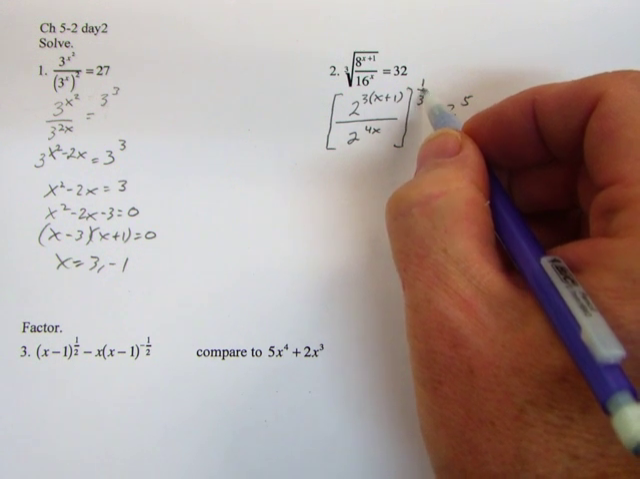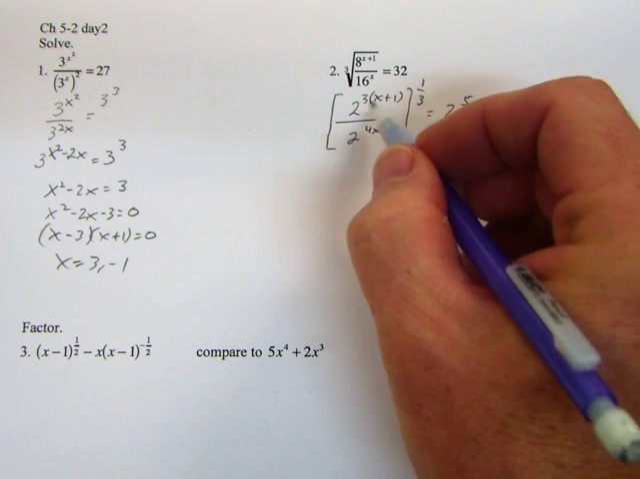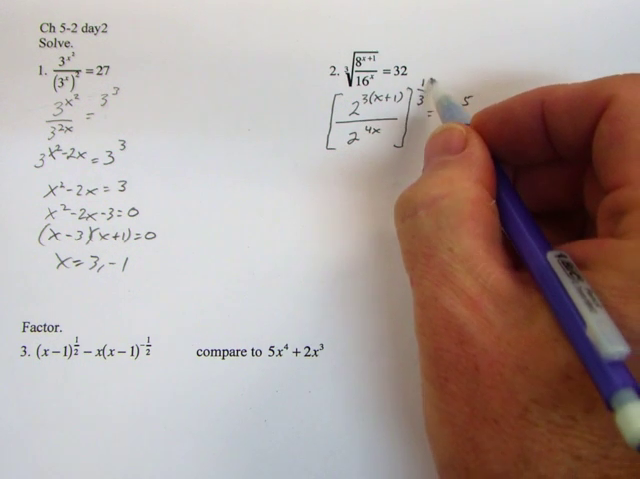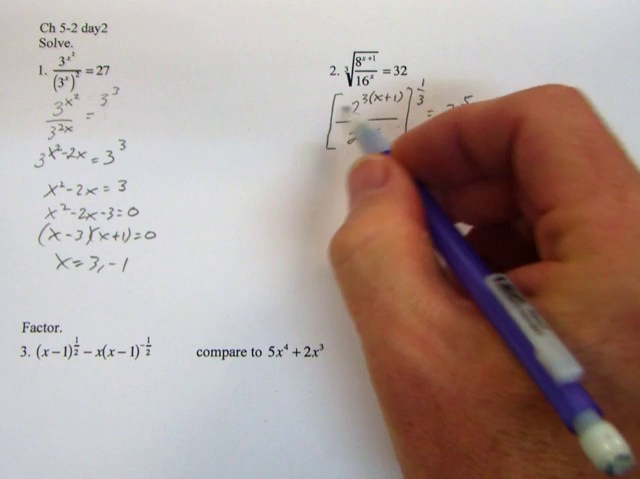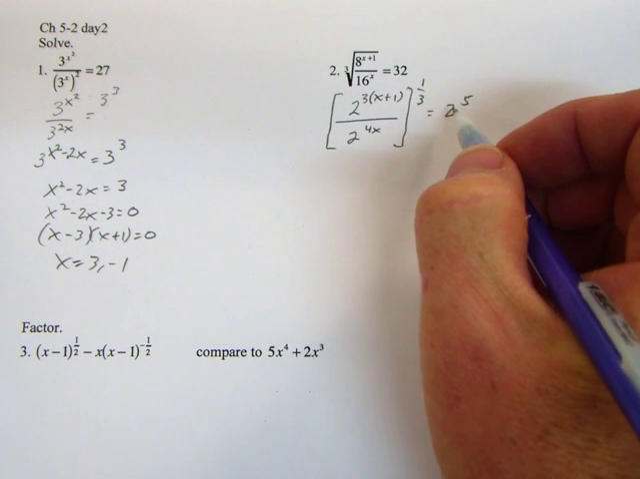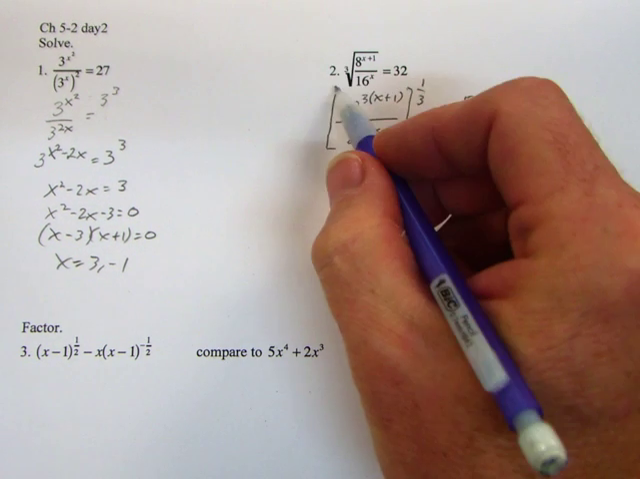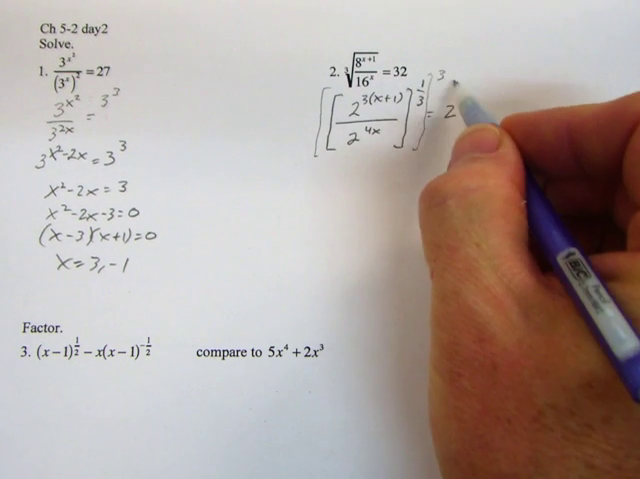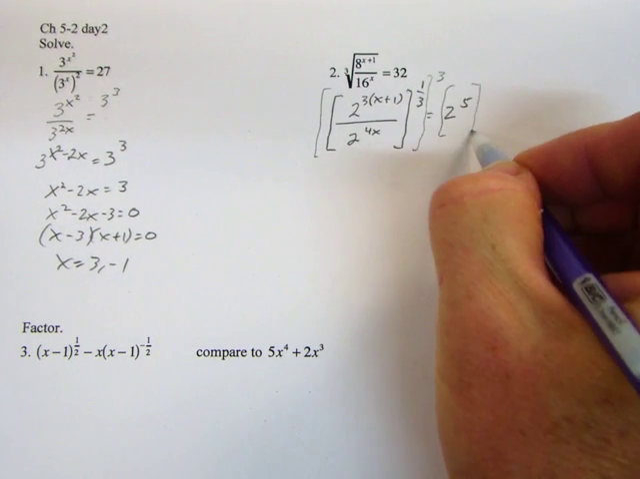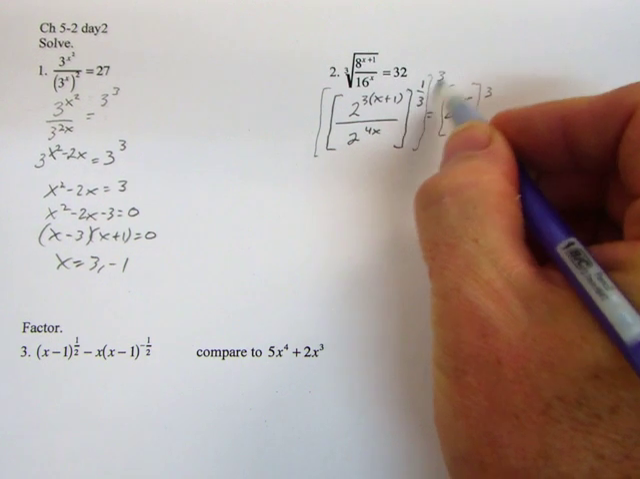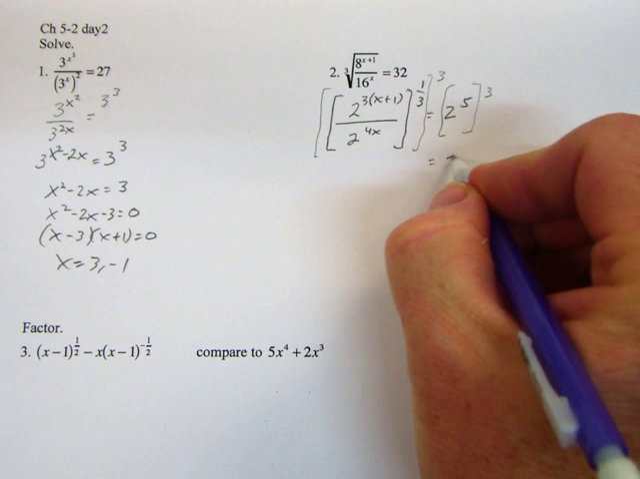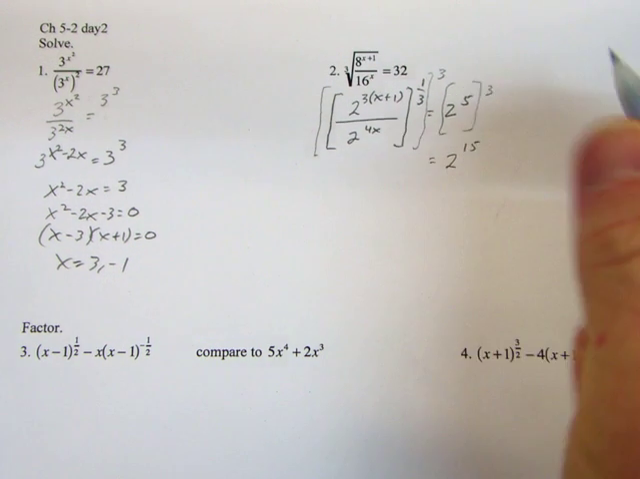Instead of trying to apply the 1/3 to the top and bottom exponents, what I would rather do is raise everything to a power of 3 to both sides. And that way we don't have to deal with fractions. So if I raise this to a power of 3, the 1/3 times the 3 makes that 1. And on the right side, we'll have 2 to the 15.